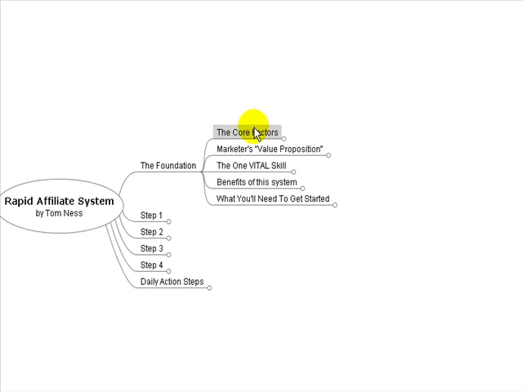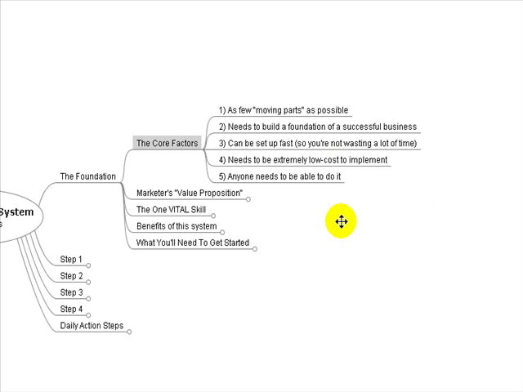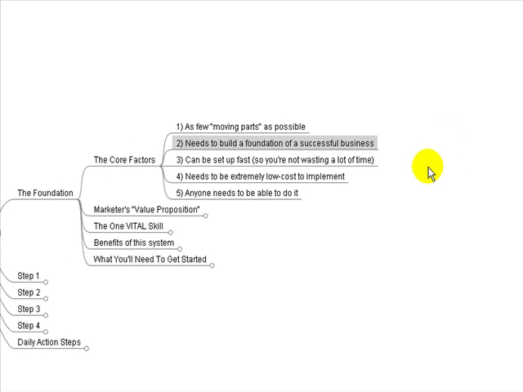So the core factors: when I was designing this system, I designed it with a few things in mind, and this is actually talking to a lot of my students with other courses and what they were struggling with, what they were having problems with, and the parts that were just catching them up. So with those factors in mind, I designed this system to be even easier than any other course that I've ever created. So first of all, there's actually 5 of the core factors here.